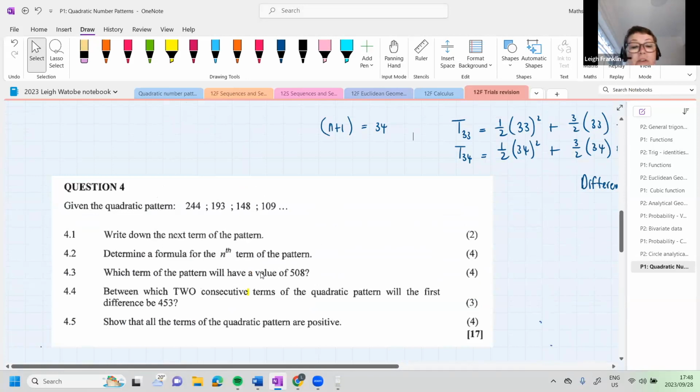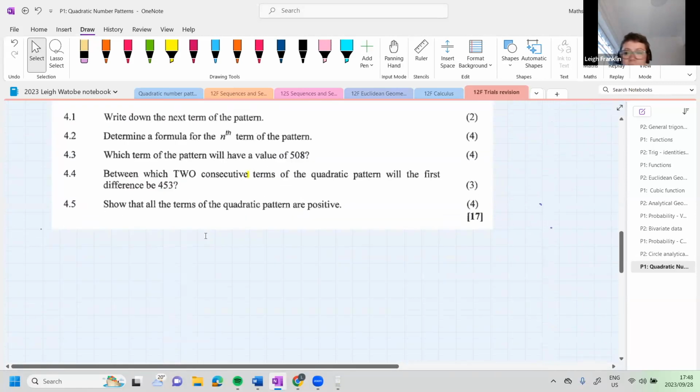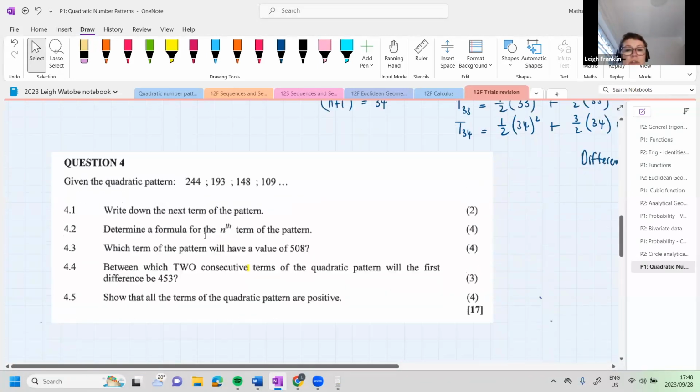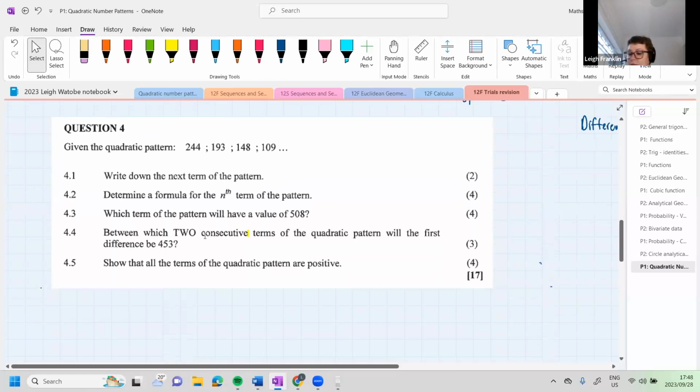This is something that we should definitely try. Let's get started, and then we may have to stop depending on our time, because we don't have an awful lot of time left. Okay, so let's do this together quickly. All right, so we've been given a quadratic pattern, and it goes 244, 193, 148, 109. What do you notice about these numbers?